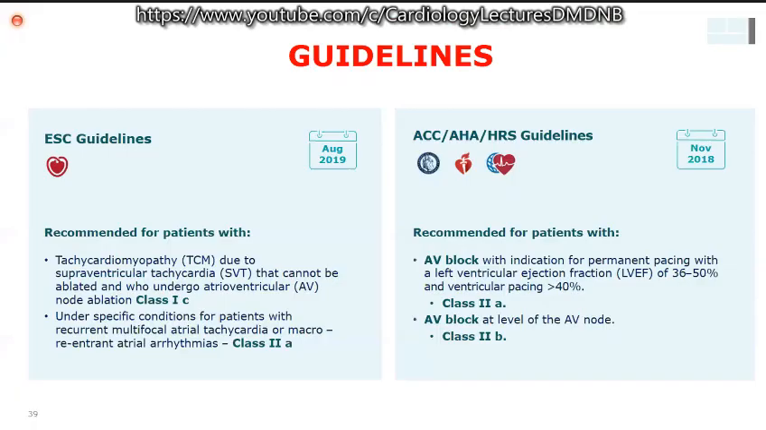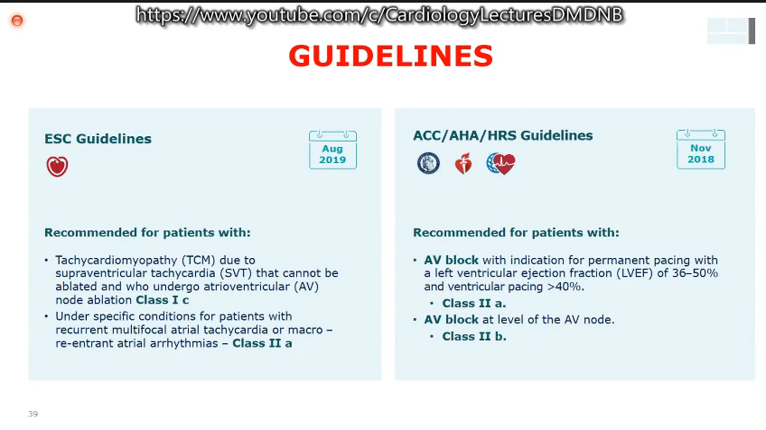And finally, I would conclude with the guidelines, because most of them were asking about the indication for conduct system pacing. Currently, as per the ESC guidelines, it is indicated for patients with tachycardiomyopathy due to refractory supraventricular tachycardia that could not be ablated and are subjected to AV junction ablation. And that is a class 1C indication. And there's a 2A indication, again, for similar patients with recurrent multifocal atrial tachycardias or macroreentrant tachycardias, which cannot be ablated. As per the ACC-AHA, it has a 2A indication for patients with AV block with indication for permanent pacing, with ejection fraction between 36 to 50% and percentage predicted pacing being more than 40%.